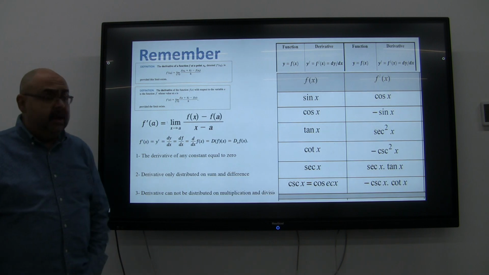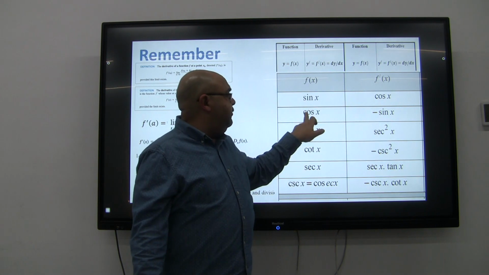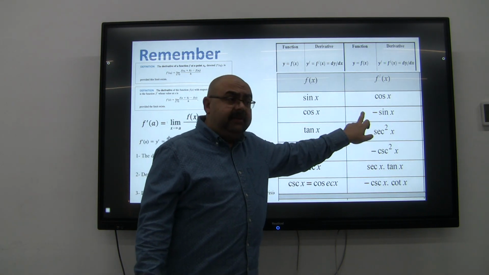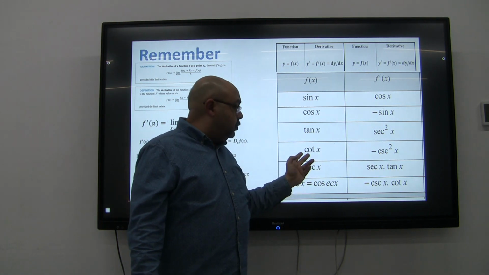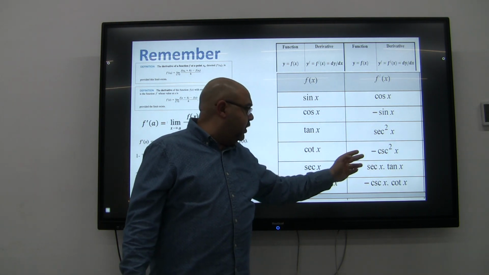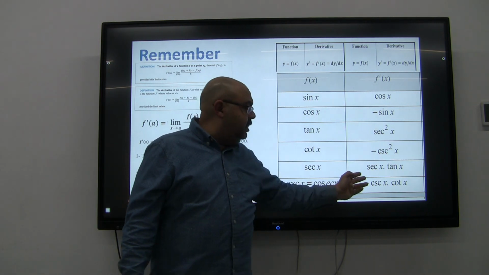Also remember, if you have sine x, the derivative simply will be cosine x. If you have cos x, the derivative will be negative sine x. Tan x, the derivative will be sec square x. Cotan x will be negative cosec square x. Sec is going to be sec times tan. Cosec is going to be negative cosec times cotan of x.